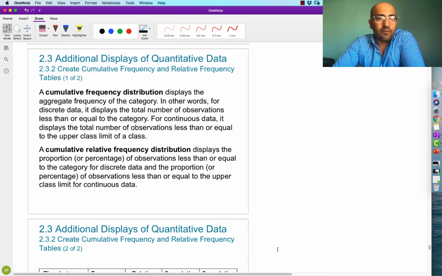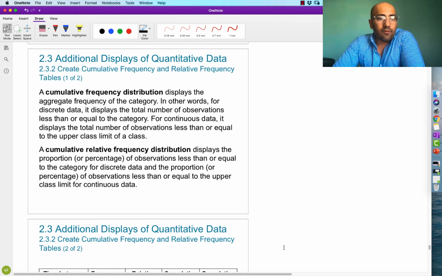A cumulative frequency distribution displays the aggregate frequency of the categories. In other words, for discrete data, it displays the total number of observations less than or equal to that category. It's the running total, the running sum up to that value. For continuous data, it displays the total number of observations less than or equal to the upper class limit of that class. Good.